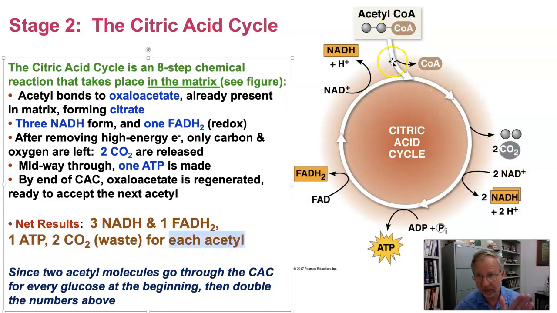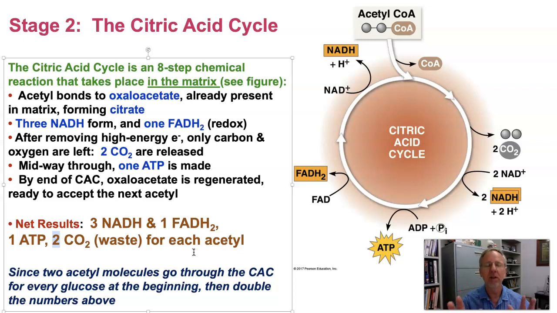But remember, how many acetyls are coming through and going through this process from our original glucose? 2 of them. So since 2 acetyl molecules go through the citric acid cycle, CAC, for every glucose, then you got to double the numbers. So in reality, starting with 1 glucose, there's 2 citric acid cycles, and in total, 6 NADHs would be made. Just double these numbers. 2 FADH2s, 2 ATPs, and 2 carbon dioxide.